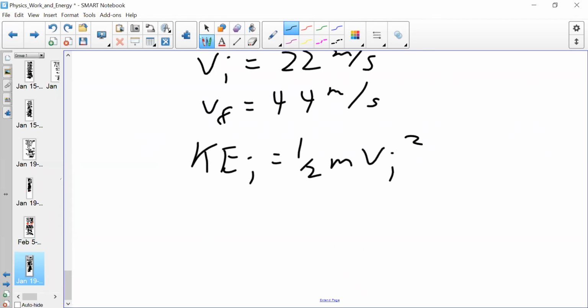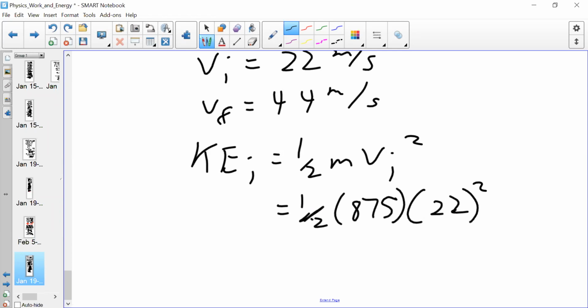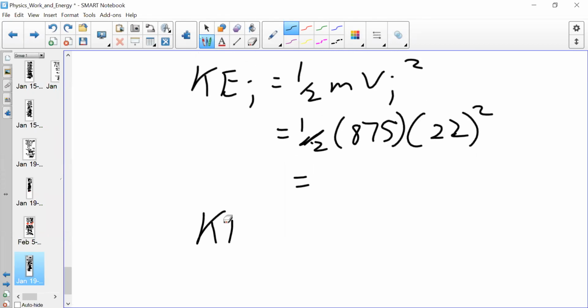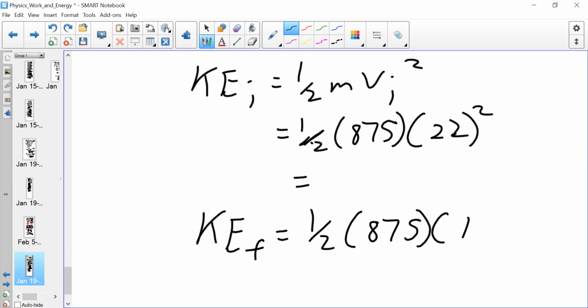Get the initial kinetic energy. And then that's 22 squared. Crank that through, and that's your initial. Do these simultaneously, and we'll come back. Same formula for final. So I'm going to do 1/2 times 875 times 44 squared. All right, so let's do those.